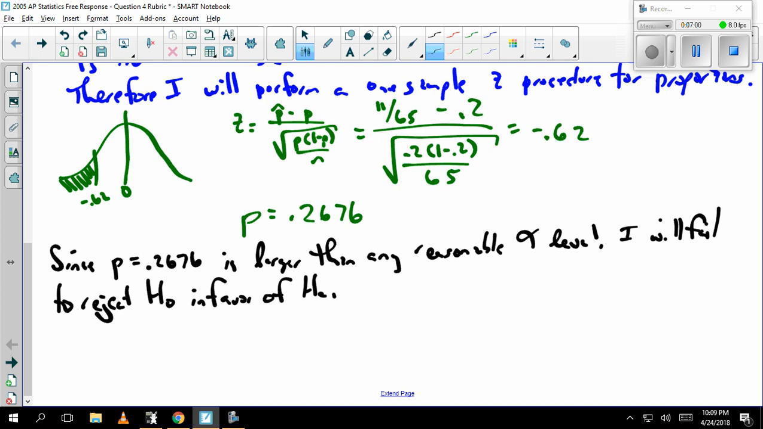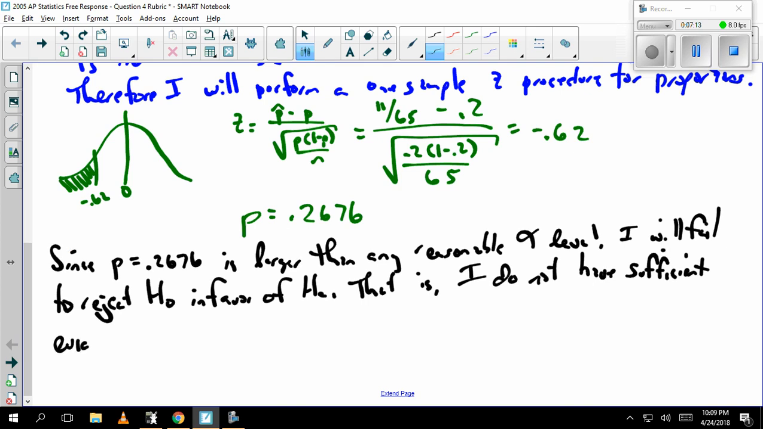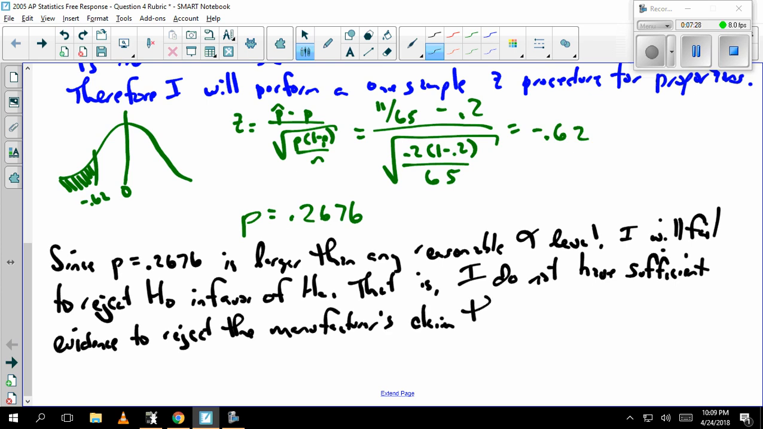Now I'm going to put it in context for you. That is, I do not have sufficient evidence to reject the manufacturer's claim that 20% of the boxes have vouchers.